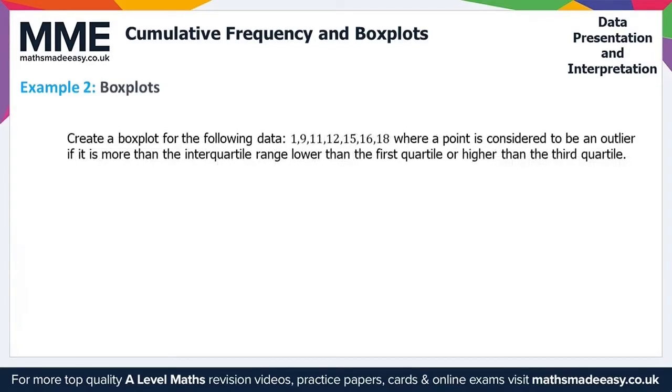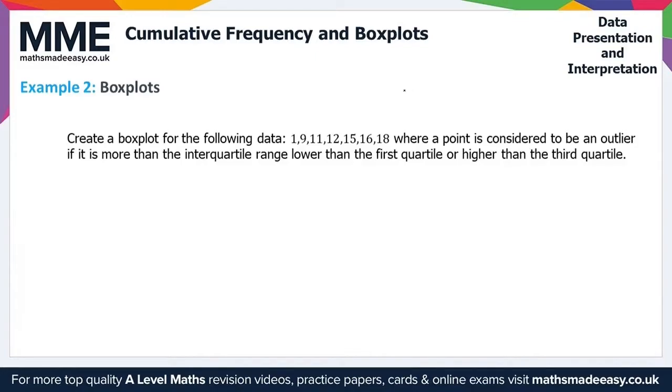Example 2 here on cumulative frequency and Boxplots is taking a look at Boxplots. So we're asked to create a Boxplot for the following data that we've been given here, where a point is considered to be an outlier if it is more than the interquartile range, lower than the first quartile, or higher than the third quartile. So what we've got here now is 7 data points.